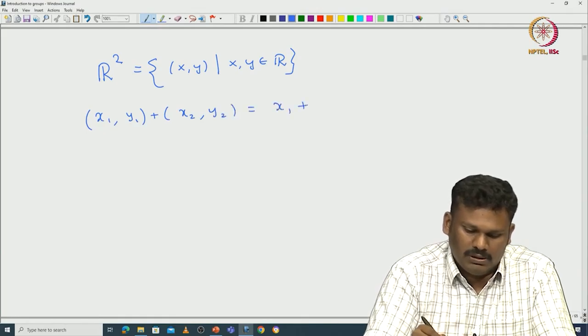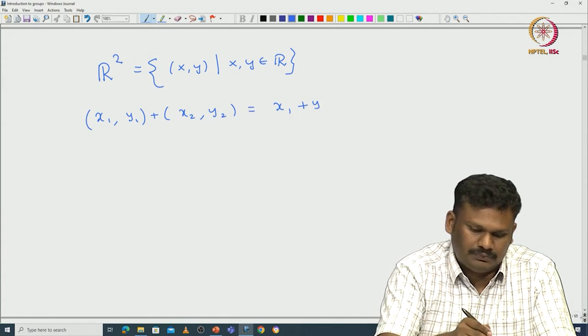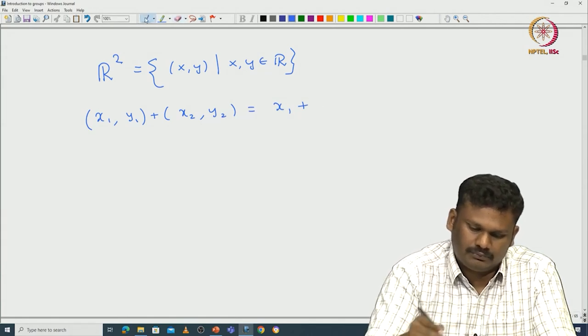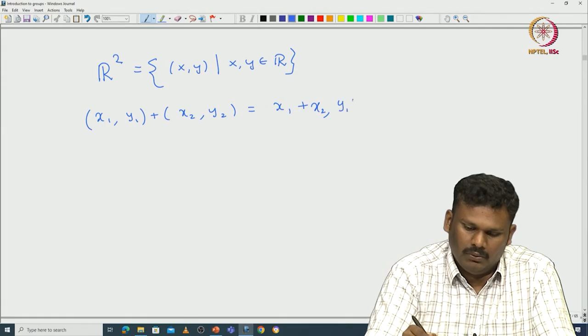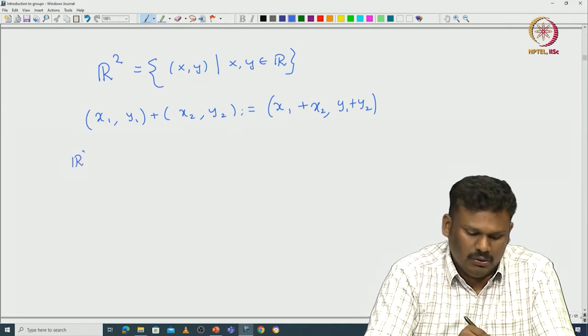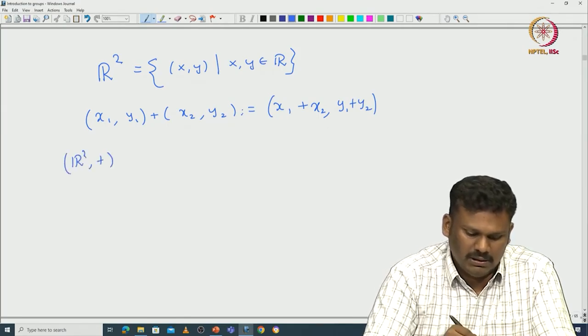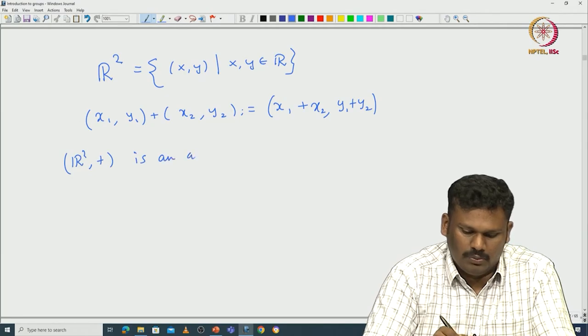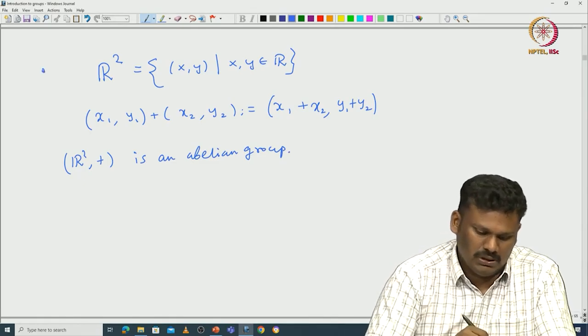So you take x1 plus x2 and y1 plus y2. This you define to be your addition. Then R2 with respect to this addition is an abelian group. That is something very easy to see.